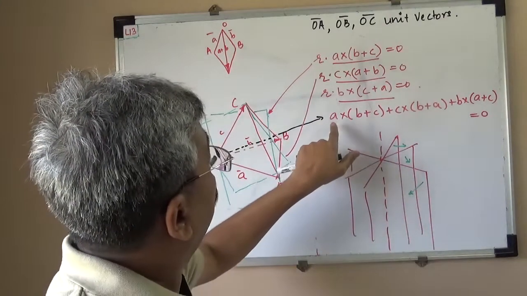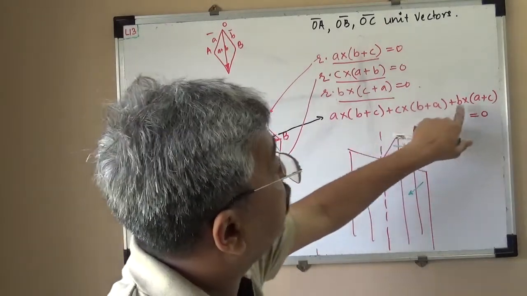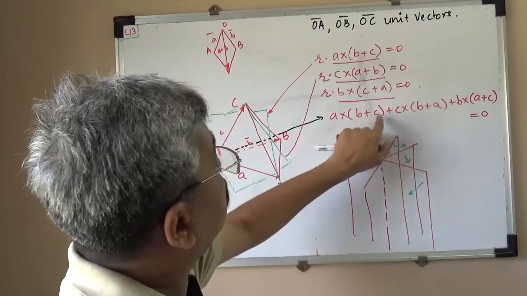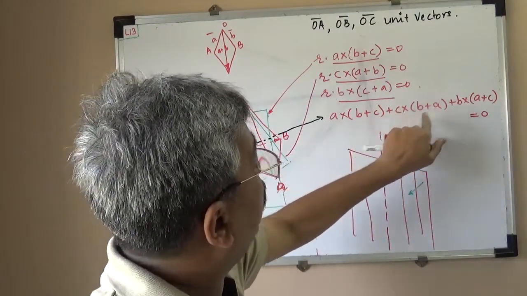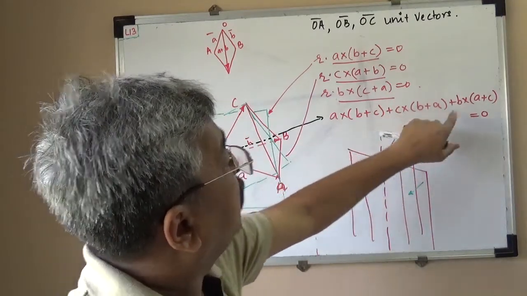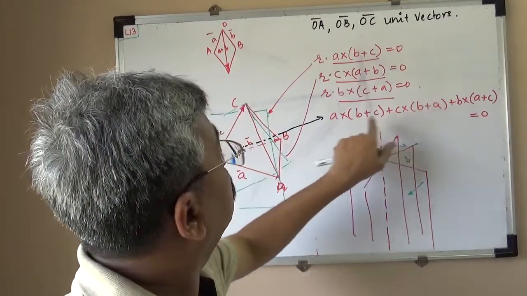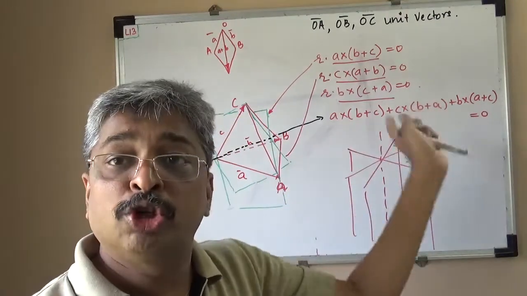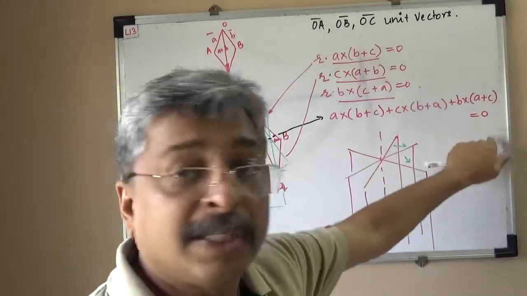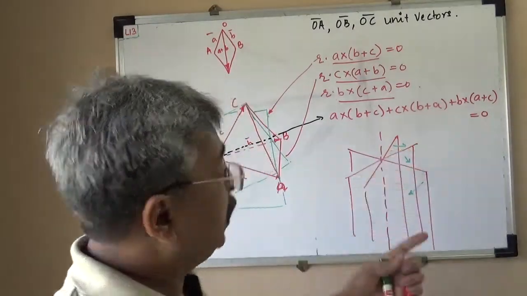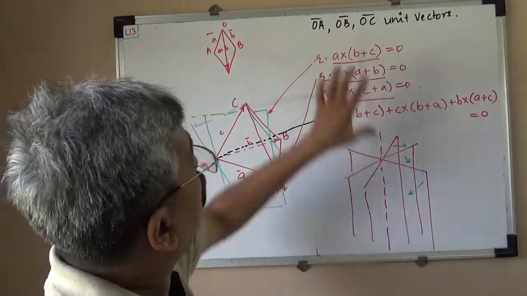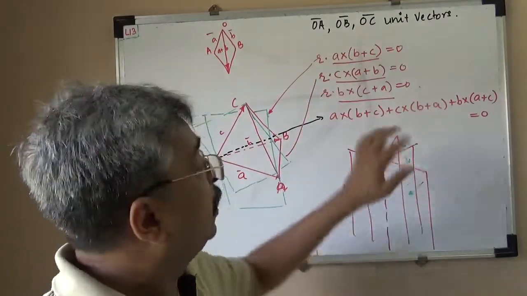If you observe, A cross B you have and B cross A you have, A cross C you have and C cross A you have, and the remaining B cross A you have, B cross A you have. All those cancel out, and therefore this is anyway 0, and therefore these three normal vectors are coplanar.